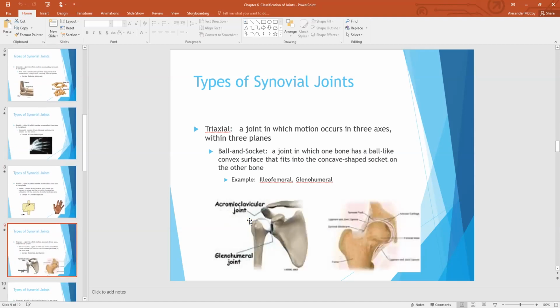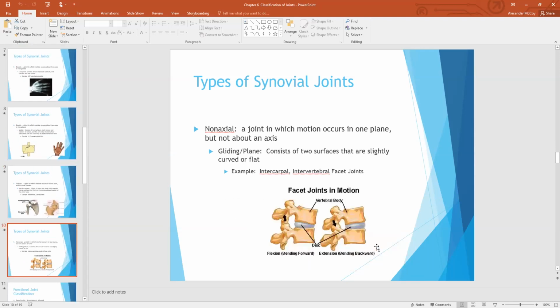Last but not least here, we have the triaxial, 3 axes, 3 planes. Makes sense, right? This is where we have a lot of movement. The ball and socket joint. Think about the ball, like a convex structure fits into the concave socket, okay? It's like a ball in a glove. Sometimes if it's a shoulder socket, that glove's going to be very shallow, versus if you have your hip socket, that's more of a deep socket. So you have the iliofemoral, that's going to be referring to your hip. Glenohumeral, that's referring to your shoulder. A lot of mobility in this structure.